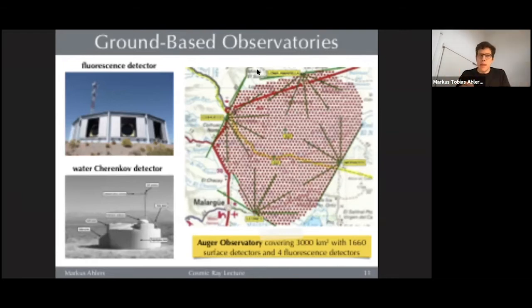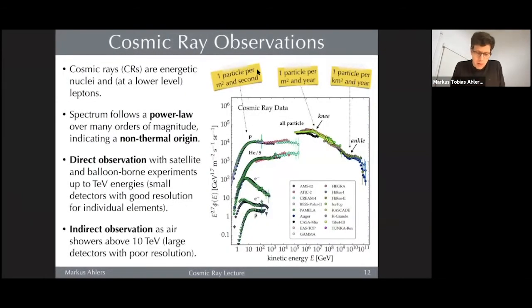Then, so based on all these experimental techniques, we can then summarize our observation of cosmic rays today. And this is here given on this slide. So cosmic rays are, to a large extent, energetic nuclei, and to a somewhat lower level, leptons like electrons and positrons. And what you observe is cosmic rays span a very wide energy range. So here in this plot, you see a summary of cosmic ray measurements coming from various experiments. It starts here with a kinetic energy of the order of 1 giga-electron volt and extends 11 orders of magnitude up to 10 to the power 20 electron volts.